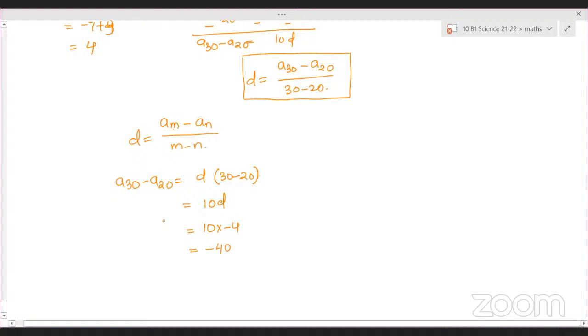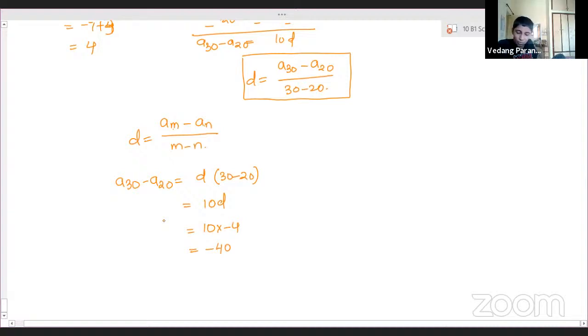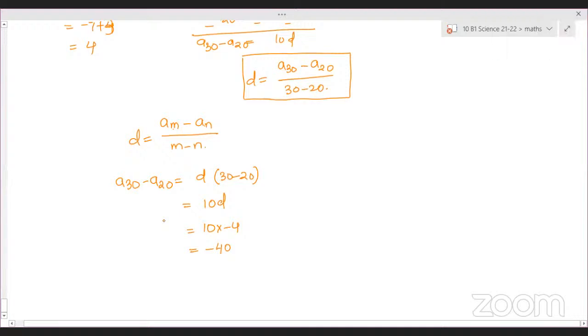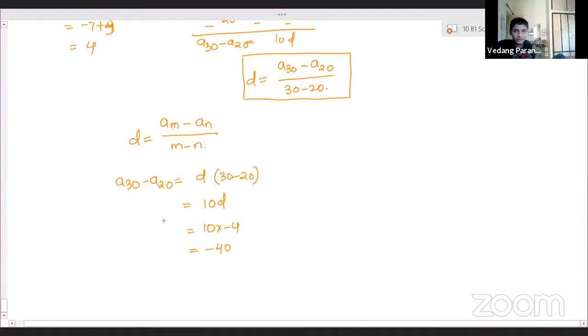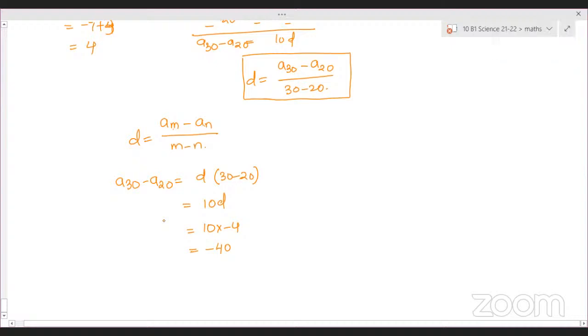Yes, ma'am, I did A30 is equal to A plus 29D, A20 is equal to A plus 19D. So A plus 29D minus A minus 19D, I got 10D. Yeah, fine. And then I just found the 10D value, minus 40. Yeah, that is what I have also done. Yes, ma'am, with this formula. I explained the formula to you. So you can use this formula for any competitive exam to easily find the value of D. Okay.